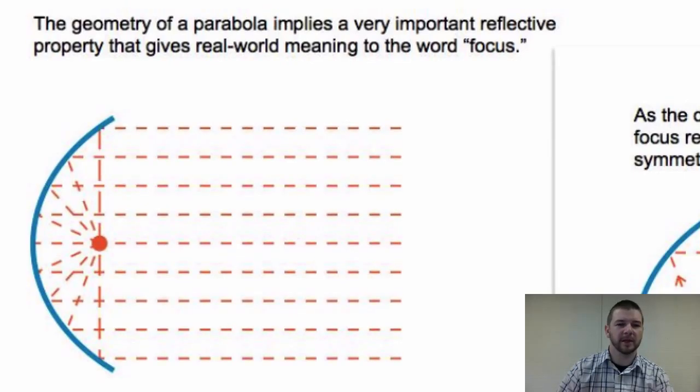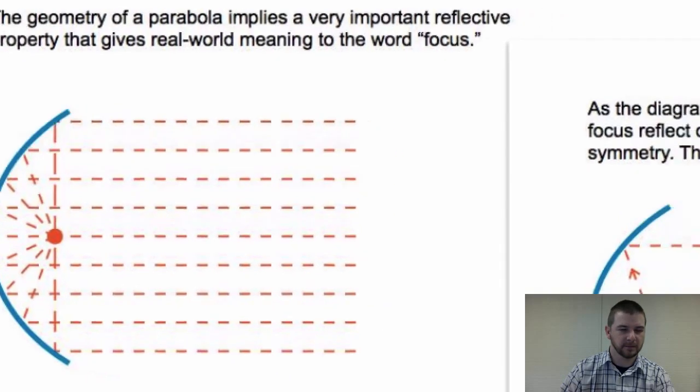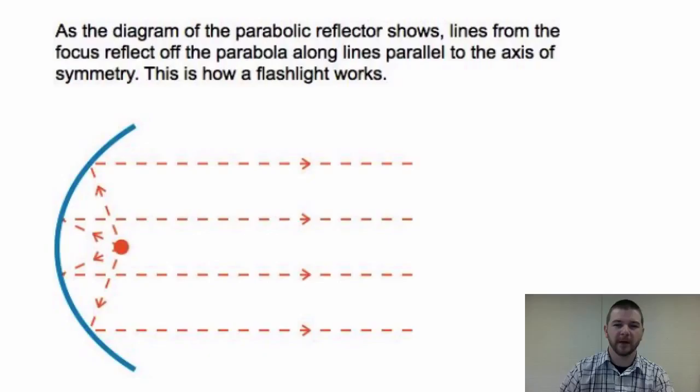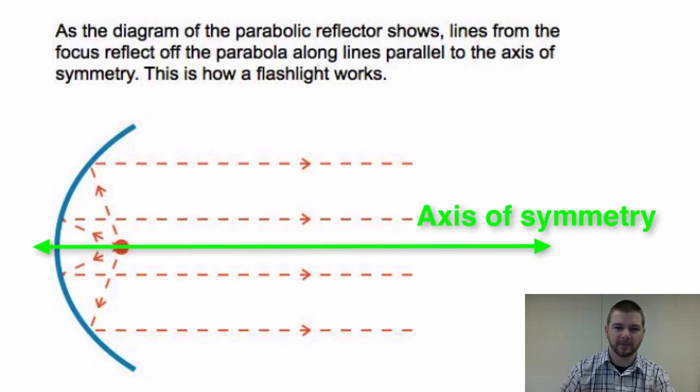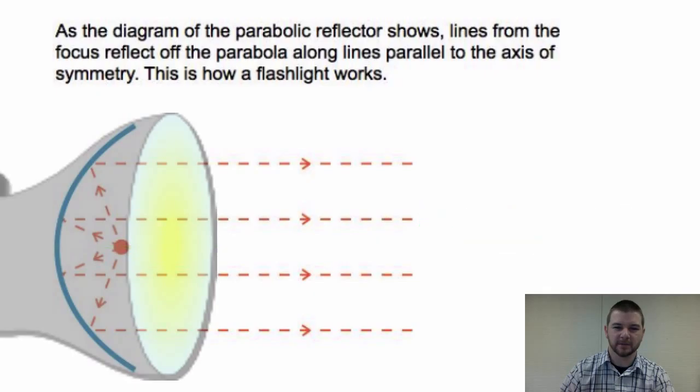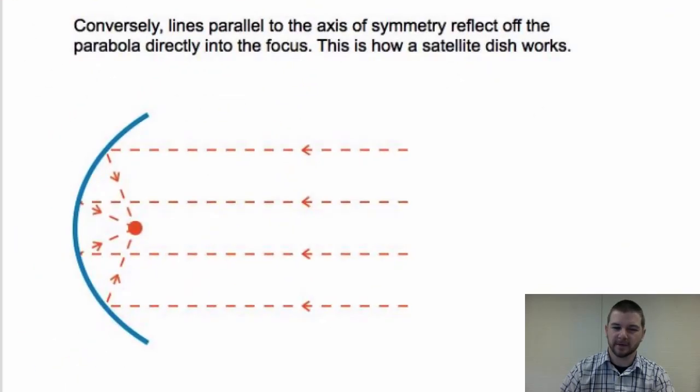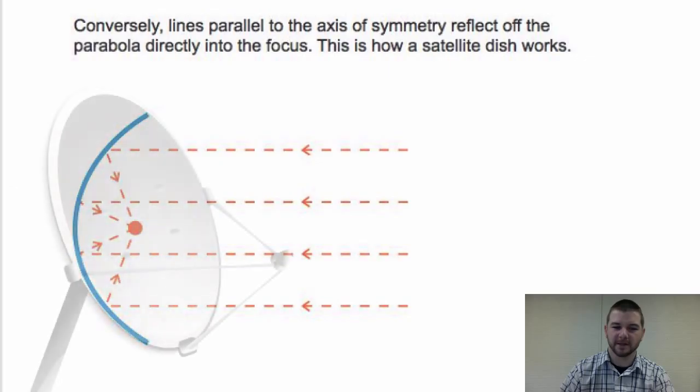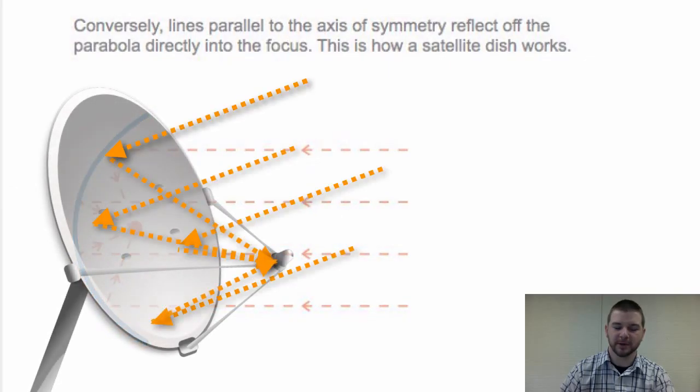The geometry of a parabola implies a very important reflective property that gives real-world meaning to the word focus. As the diagram of the parabolic reflector shows, lines from the focus reflect off the parabola along lines parallel to the axis of symmetry. This is how a flashlight works. Conversely, lines parallel to the axis of symmetry reflect off the parabola directly into the focus. This is how a satellite dish works.